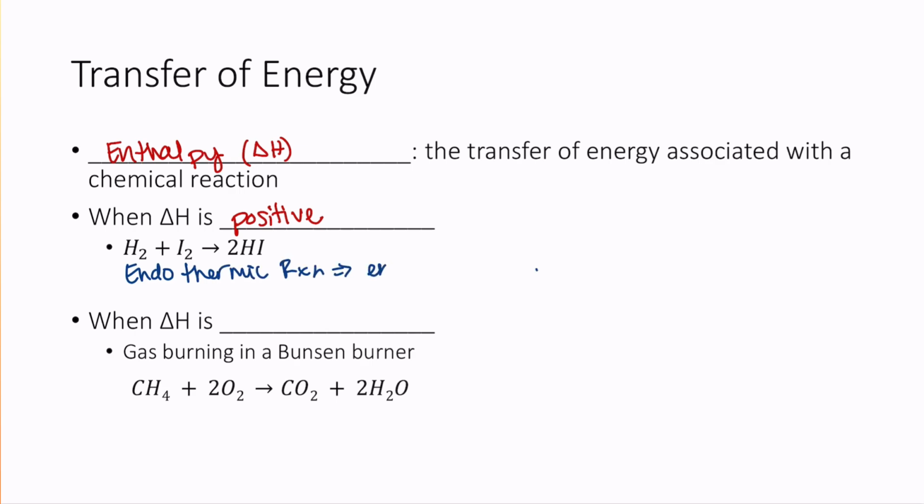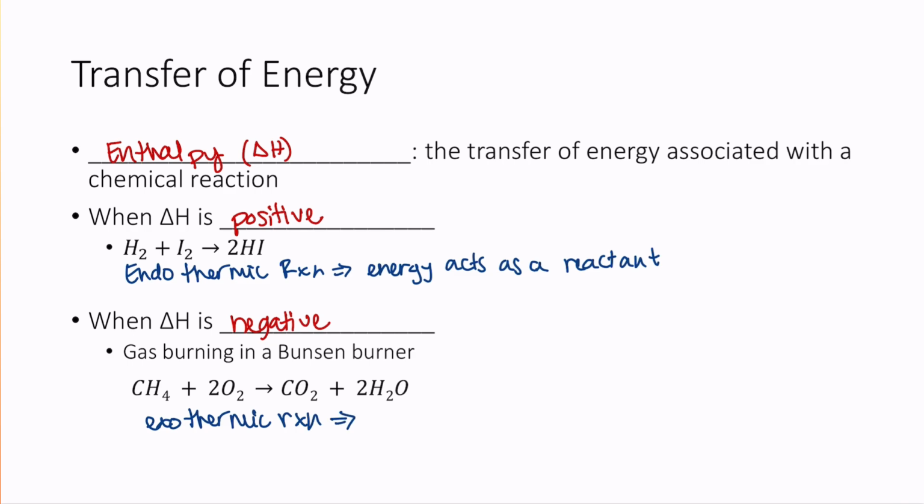And we can think of energy or heat as acting as a reactant, right? Energy is going into the reaction, it is being absorbed by the reaction. When delta H is negative, then it is an exothermic reaction. So we can think of energy as acting as a product.